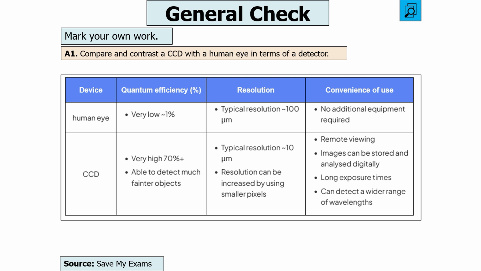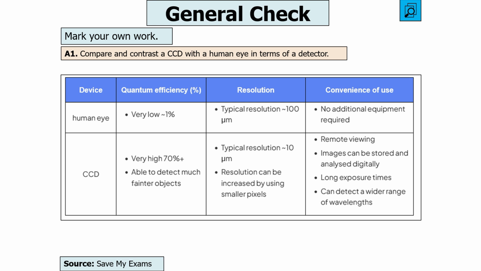So you're much more able to detect fainter objects. In terms of the resolution, the human eye is about 100 micrometers, but the CCD is about 10 micrometers, so you can see in much more detail, the higher resolution, and this could be increased even further by using smaller pixels. But for convenience of use, for the human eye you just look, so it's very easy. But for a CCD, you'll need remote viewing.